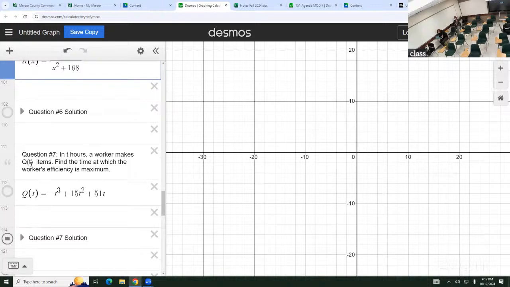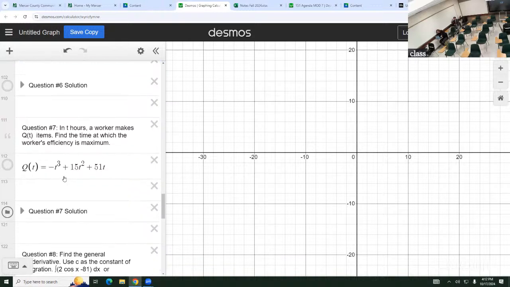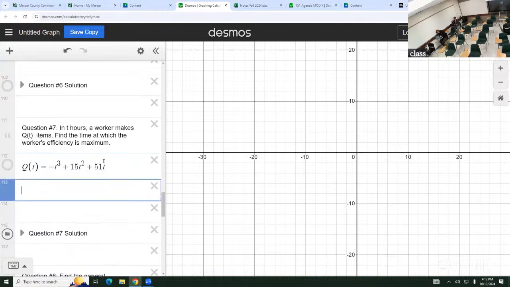In t hours, a worker makes q items, find the time at which the worker's efficiency is maximum. So that's just the derivative. So you're just going to graph the derivative.